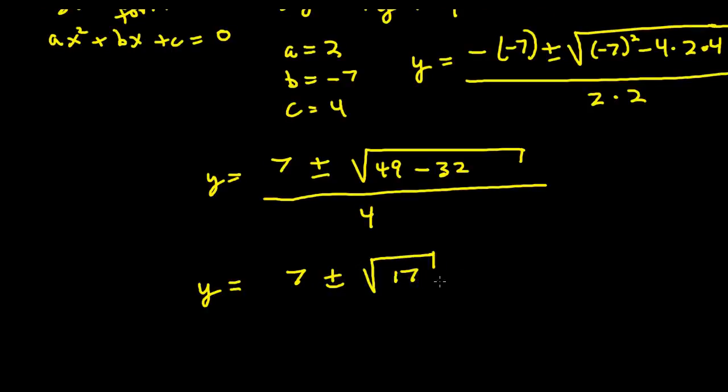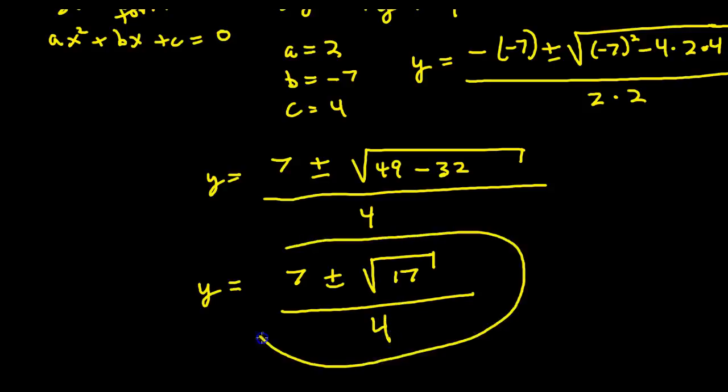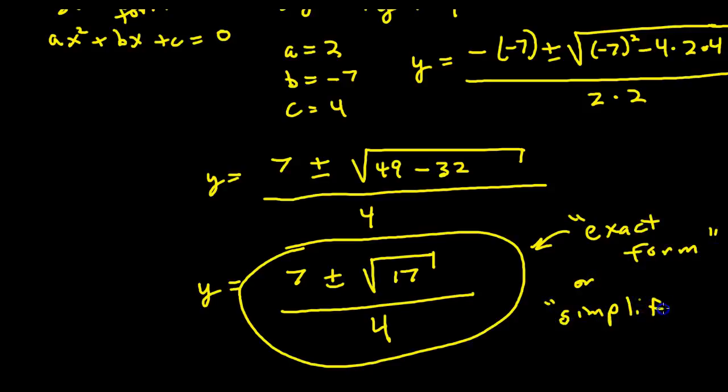Now the square root of 17 can't be simplified. I'm going to have to leave it just like that. I'll get 7 plus or minus the square root of 17 over 4. All right, and this represents two solutions with the plus or minus option. And again, I call this answer, some books call this the exact form, or some books call it the simplified radical form or simplified root form. All right, when your radicand is not a perfect square and can't be simplified any further.